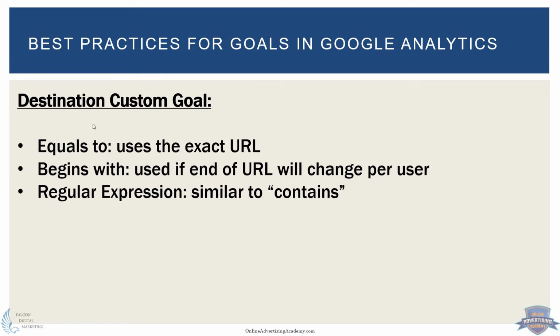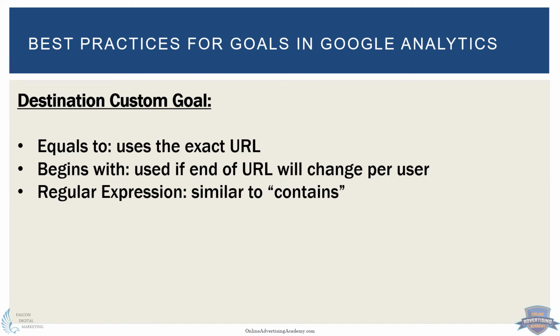So with the destination custom goal, it does have a couple of different options. It's equals to, this uses the exact URL. So if it doesn't change, it's just thank you or something like that, you can use that. Begins with, meaning the first part of it is your website.com/thank-you. That's if you have a CRM or you have different tracking where it adds a bunch of code at the end of the URL, maybe the person's name, where they're from, all this other stuff is added per user. That's when you would do begins with, or maybe the product they purchased is towards the end.